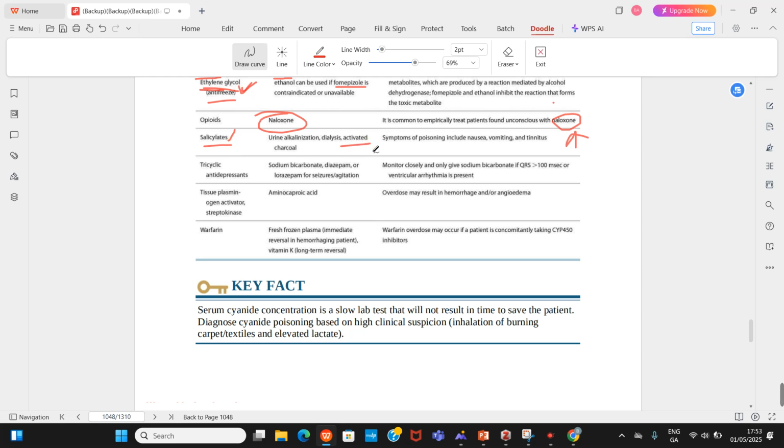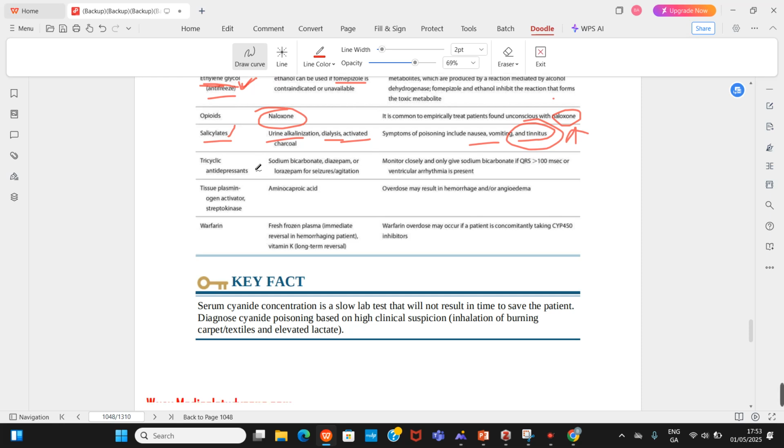So salicylate, just do it like we are doing barbiturate. Activated charcoal, urine alkalinization, dialysis. So how you are going to know this guy is high on aspirin or salicylate is when you start having nausea, vomiting, tinnitus. This tinnitus is a ringing sensation in the ears, abdominal pain due to like ulceration. Think about salicylate. It can have AKI, salicylate.